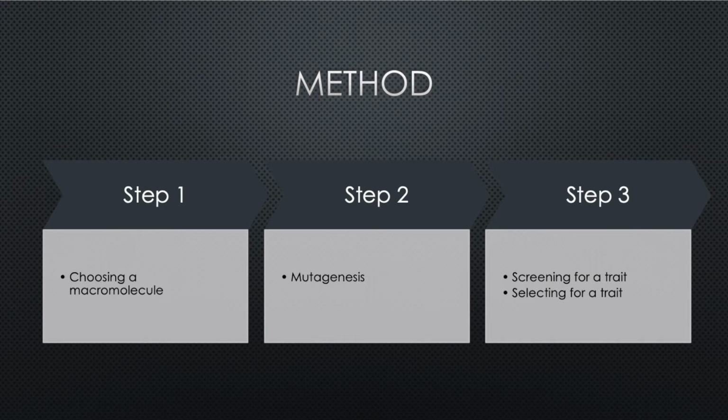Let's now look at how directed evolution experiments are conducted. As a general outline, we first begin by choosing our macromolecule, and then the process that we're interested in. The second step is to introduce mutations into the gene that encodes for this. Lastly, we allow the progeny to go through rounds of reproduction while screening and selecting for certain traits.